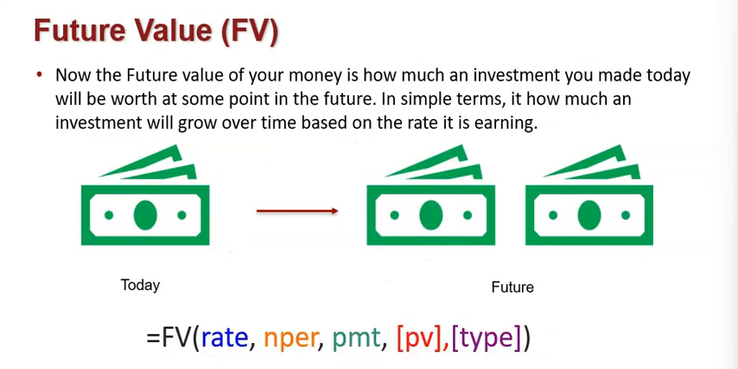The future value of your money is how much an investment you made today will be worth at some point in the future. It is how much an investment will grow over time based on the rate it is earning. So for example, if you invest $1,000 today and the interest rate is 4% each year, then the future value of your money in 5 years is going to be $1,216.65, which is almost an increase of $217.